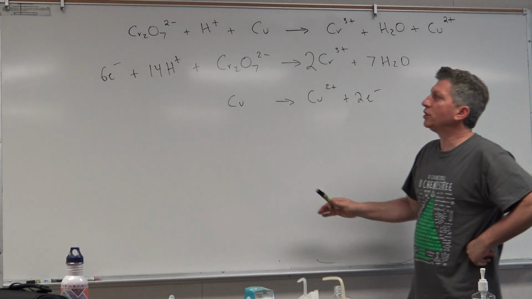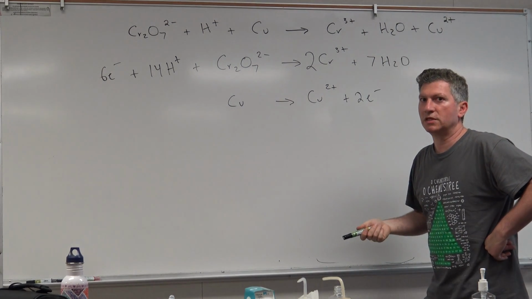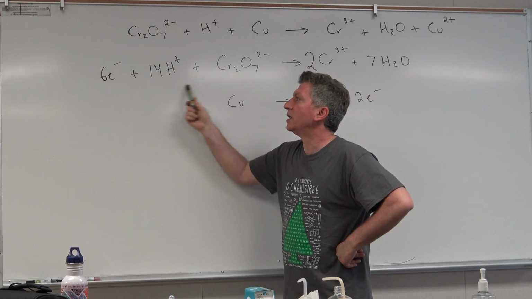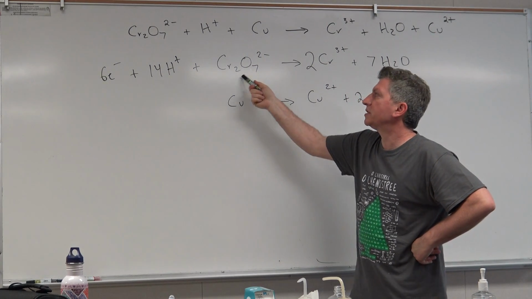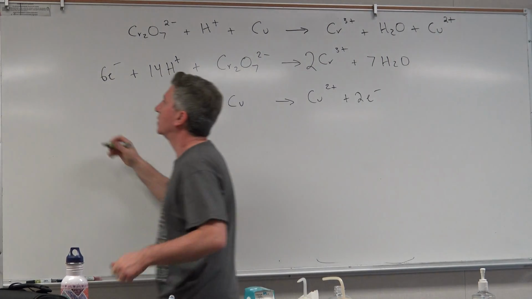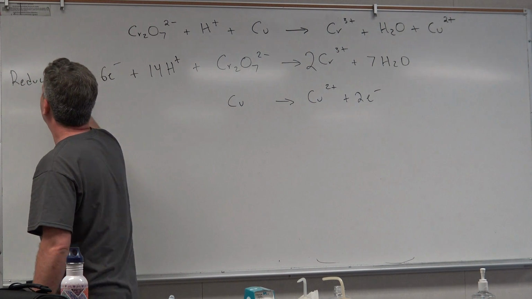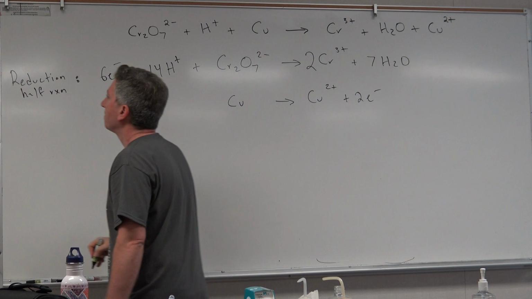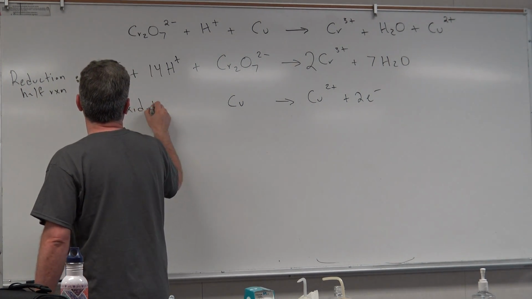So initially you don't need to know which one's the reduction half reaction and which one's the oxidation half reaction. But now you can figure it out. This must be the reduction half reaction because I'm adding electrons to it, so it's grabbing electrons. So this must be my oxidizing agent. So this is the reduction half reaction. And this one must be the oxidation half reaction. It's losing electrons.